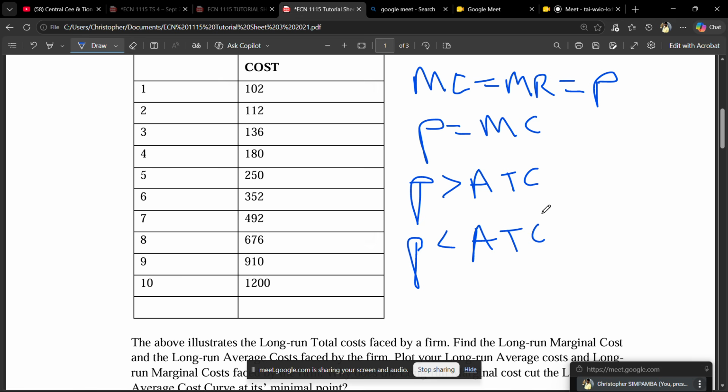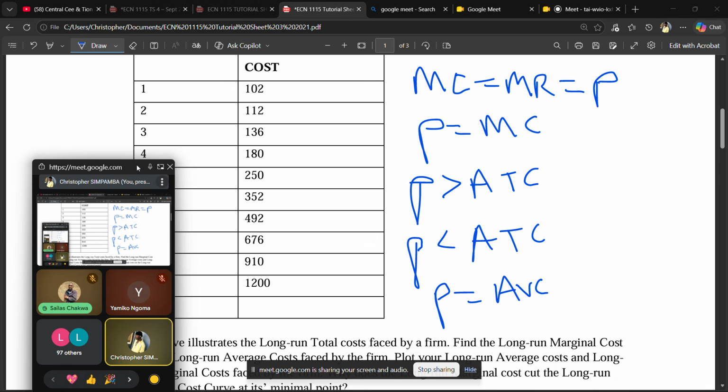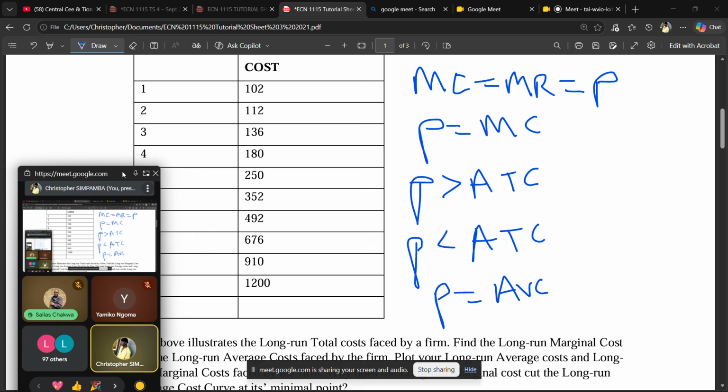Then now let's talk about when a firm will shut down. Oh, okay, I forgot one condition. If a firm is at a point where price is equal to average variable cost, it means that the firm is indifferent between continuing to produce or moving out of the market. So the firm will just be indifferent. Yes, go ahead.